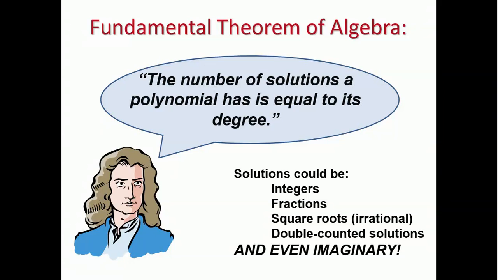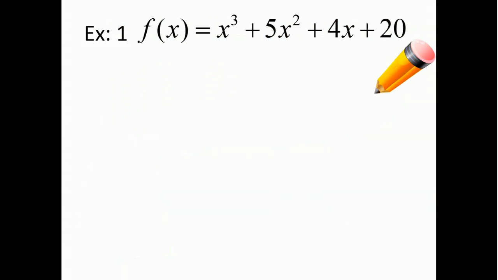Now, sometimes these can be integers, fractions, or square roots, which means that they're irrational. You can have double counted solutions, so that's x plus 2 and x plus 2 happening twice. And you could even get imaginary solutions. So let's take a look at a couple of examples here.